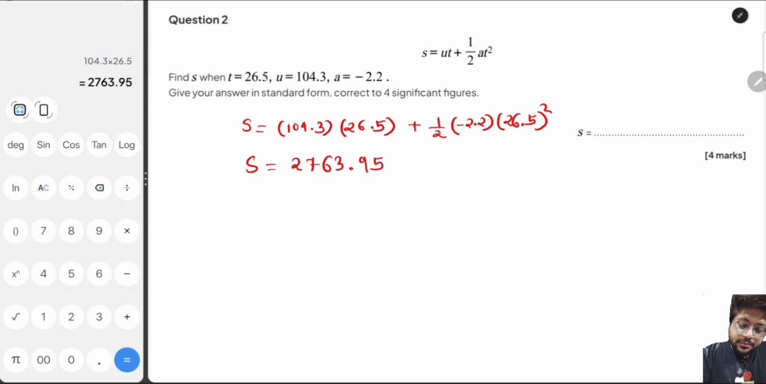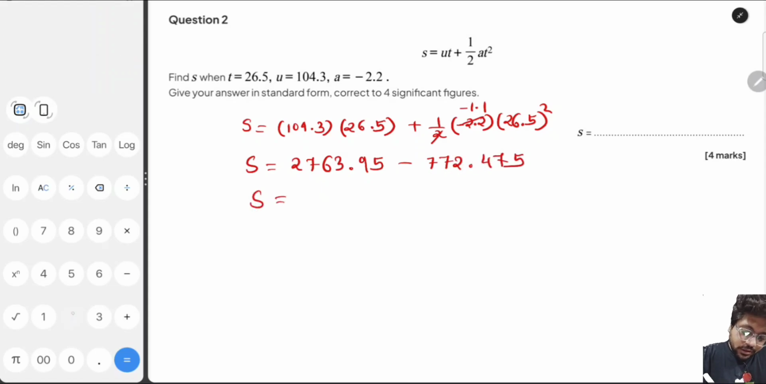And here the answer will be negative, because half times negative 2.2 times 26.5 square. So obviously it will be negative. And if you cut half times this, it will be minus 1.1. So now do this, negative 1.1. Oh, it's not putting negative, so put it like this, 1.1 negative into 26.5 square. So I'm just writing 26.5 two times. So that is negative 772.475.